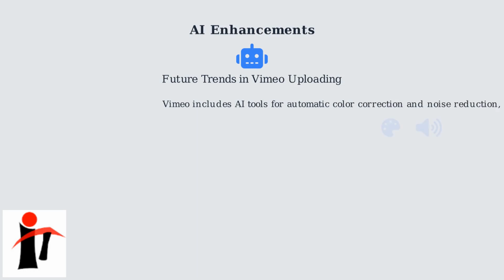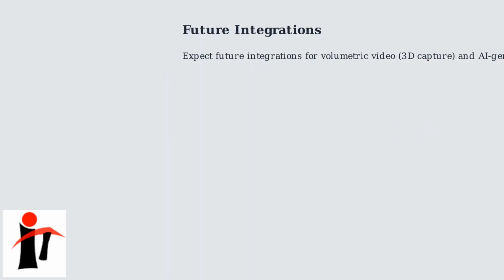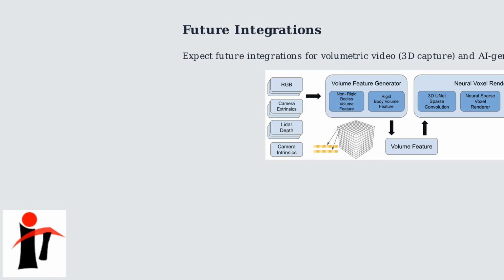Vimeo now includes AI tools for automatic color correction and noise reduction, reducing edit times by up to 50%. Expect future integrations for volumetric video, which captures 3D representations of scenes using multiple cameras and depth sensors, and AI-generated personalized overlays that adapt content based on viewer preferences.